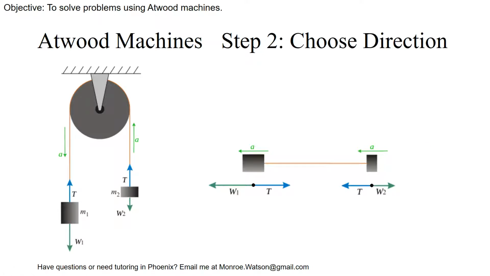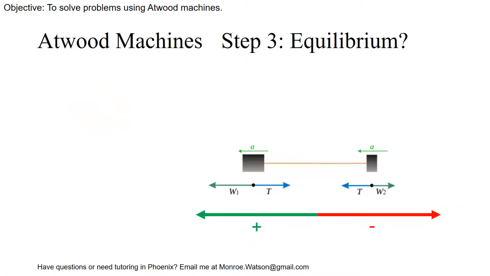I'm going to define anything going to the left as being positive and anything going to the right as being negative. And I'm going to stick with that. Okay, well, is this in equilibrium? Well, we have a larger mass and a smaller mass. I'm going to say the answer is no. So therefore, we're going to use the sum of all forces equaling mass times acceleration.